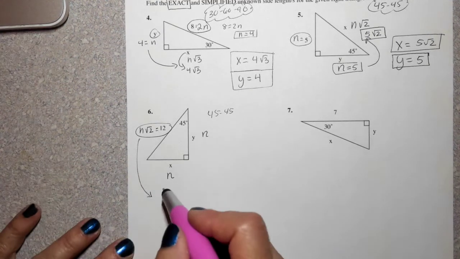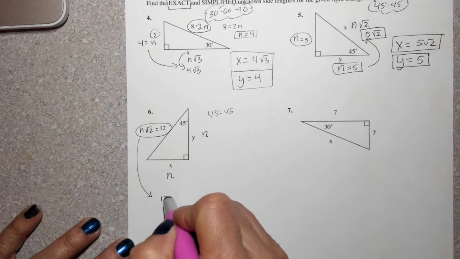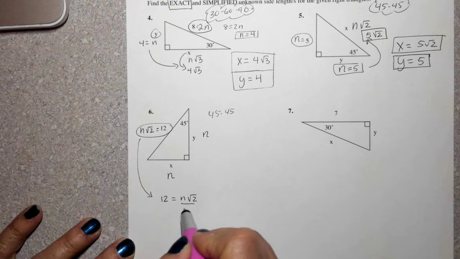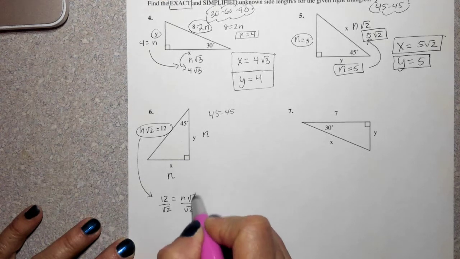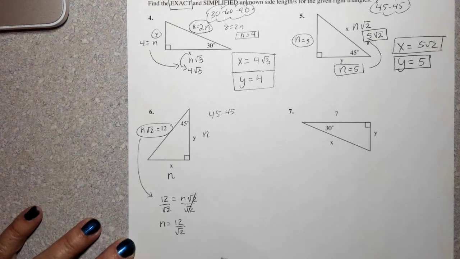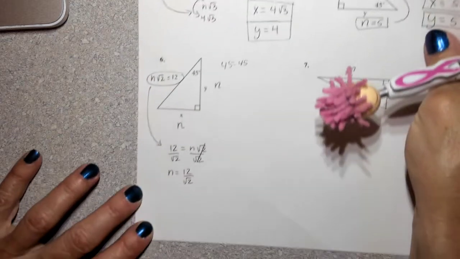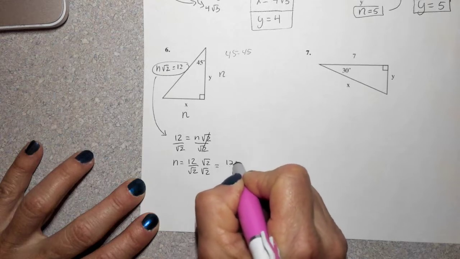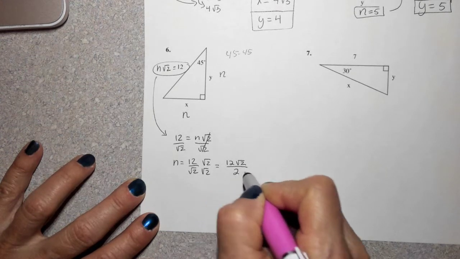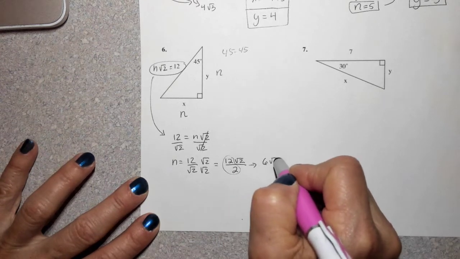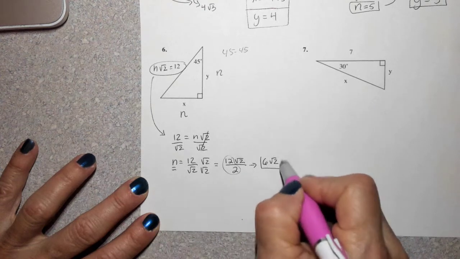They gave me this side, and I know that 12 equals n times the square root of 2. But I want to be able to find just n. So if it's multiplied by root 2, I need to divide both sides by root 2. Well, now I know that n equals 12 over root 2, but that's not something I can use because it's got to be rationalized. So I rationalize that. These stay separate, but this becomes a regular 2, and now these guys can go ahead and reduce. So when I'm all done, finally, I find out that n is 6 root 2.